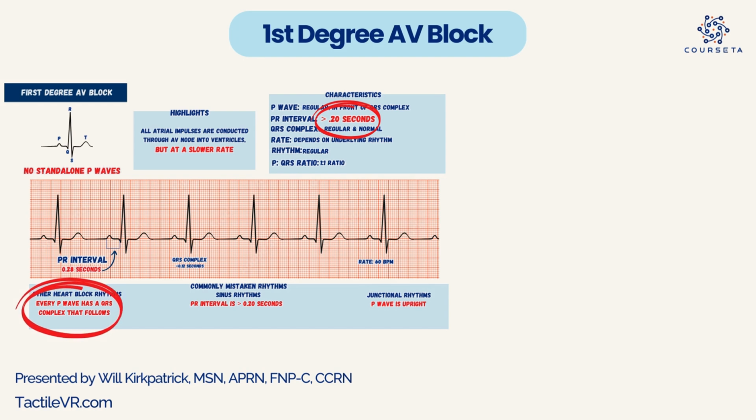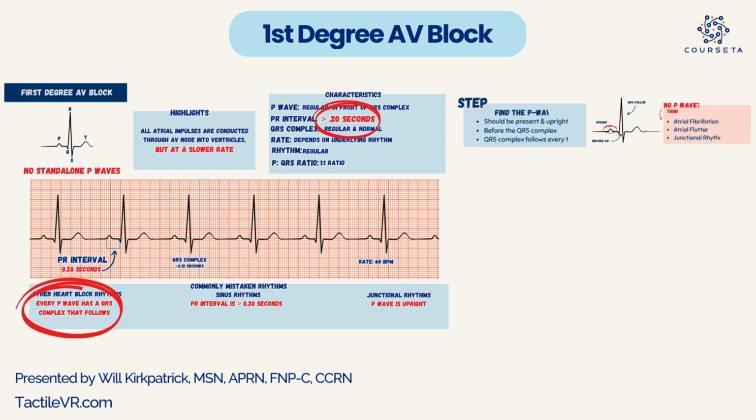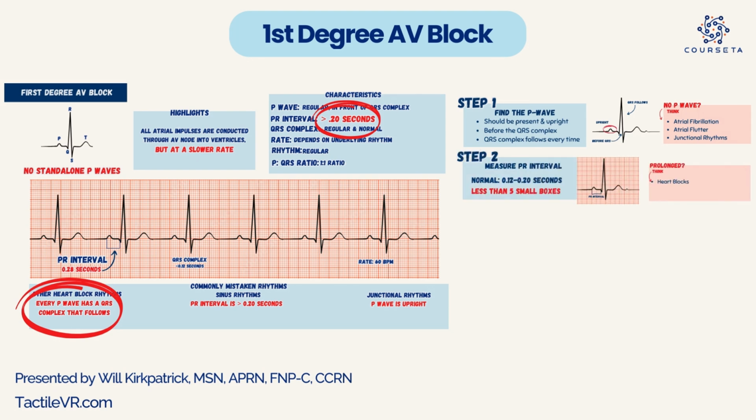But just for the sake of it, let's go through those steps of EKG interpretation. Step number 1, let's find the P wave. Is it upright? Is it before every QRS complex? And is it ever absent? You see that the P wave is checking out here, so let's move on to step number 2, which is what you need to look at for every one of your heart block interpretations. Step number 2 is determining the PR interval.